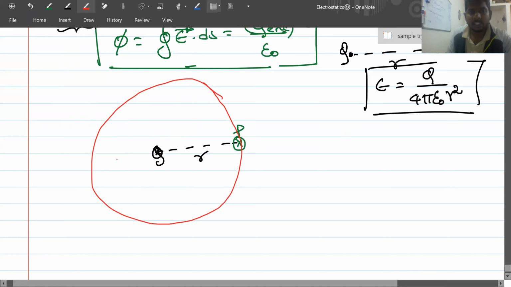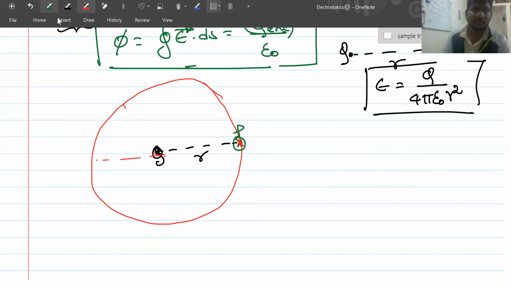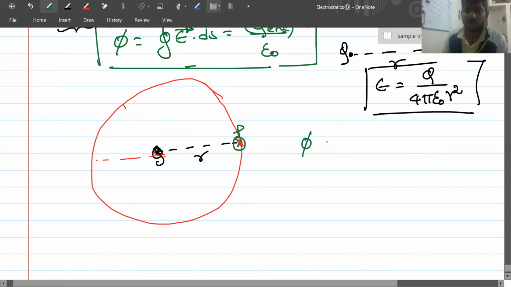You see here, a circular surface, or a spherical surface, I took here, which is having this point P on the surface, and every point is symmetrically at equal distance from this charge Q. So now, from this surface, the flux passing through the surface is equal to integral E dot ds is equal to Q enclosed by epsilon naught.